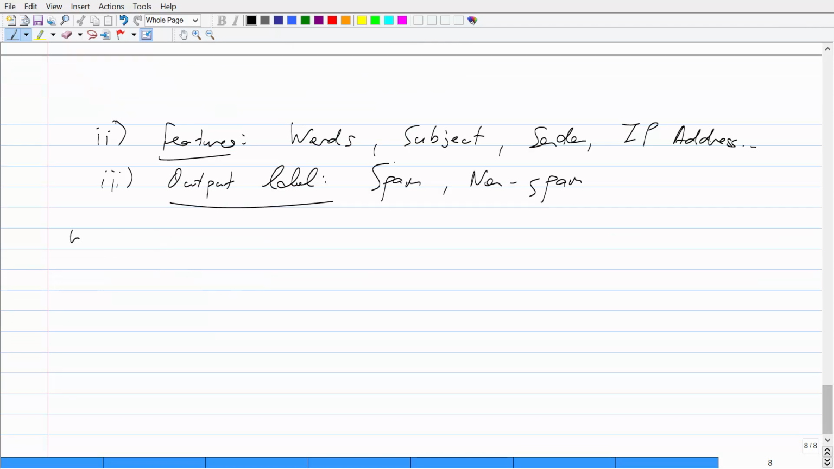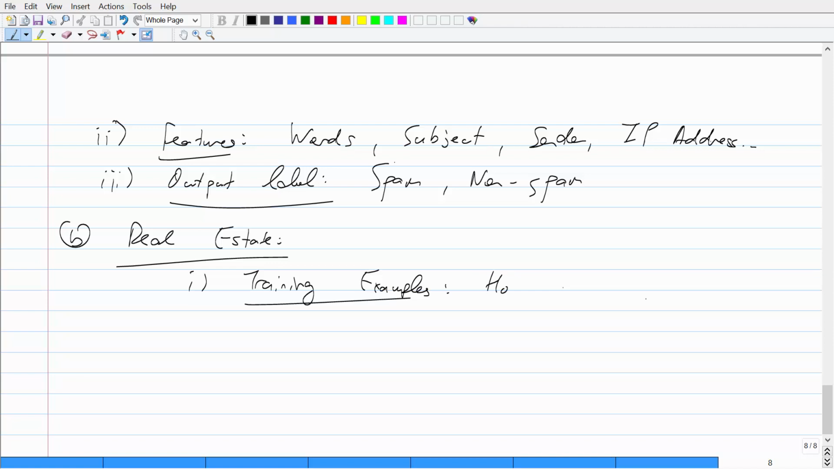Okay? Another example would be real estate. Let's say you want to predict the price of a house. How would you do that? Well, you'd use different features: square footage, whether it has a pool, how many rooms there are, whether there's a den, and so on and so forth. Right? So training examples: just house information. Okay? And then the features would be square footage, does it have a pool?